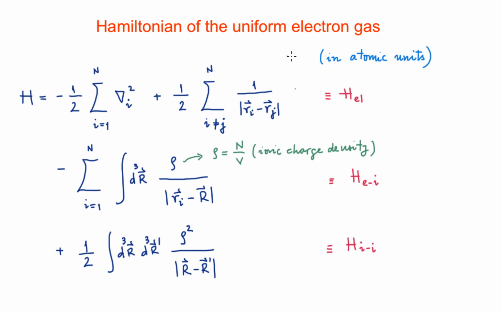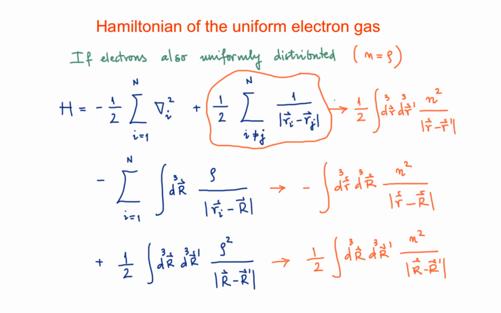But in the uniform electron gas model we're going to make another step. Besides substituting the nuclei with this uniform positive background, we're going to consider that the electrons are also uniformly distributed in the system. So the electronic charge density is going to be, of course, the same as this uniform positive background we have considered before. With this second step in the approximation, the Hamiltonian of the system is going to be like that.